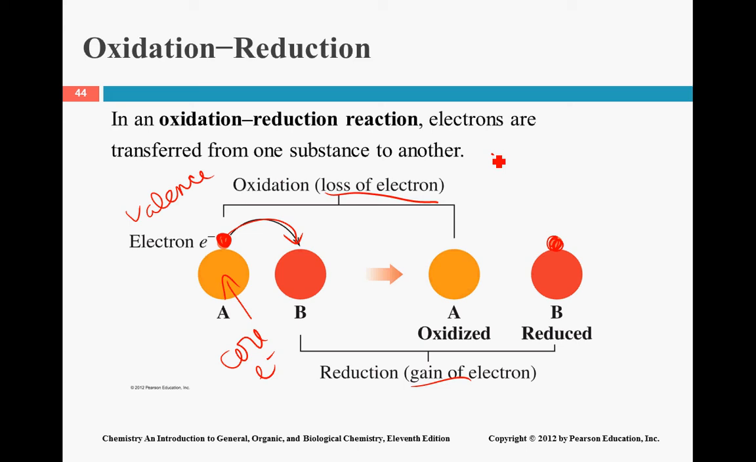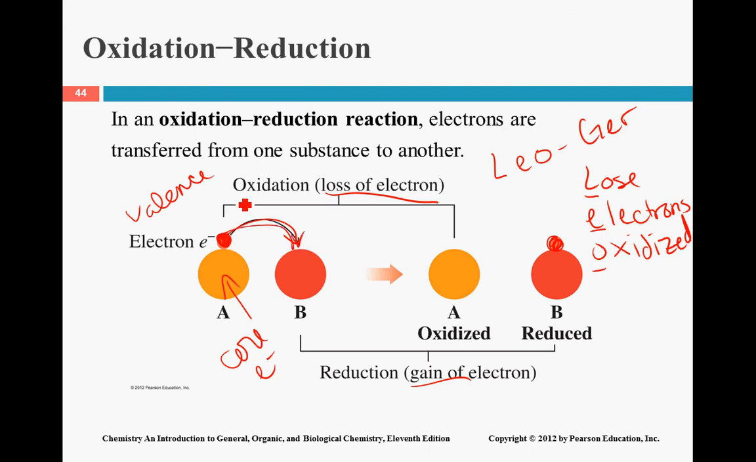Now, there is actually a mnemonic device for this. It's called LEO-GER. Lose electrons, oxidized. LEO. So that means when A lost its electron to B, it was oxidized because it's a loss of an electron. And then GER is gain electrons, reduced. So B gained that electron that A donated. So here's that electron now. It gained the electron. It was reduced.